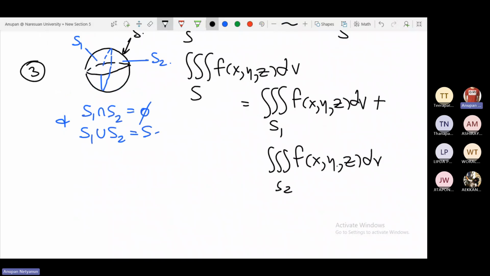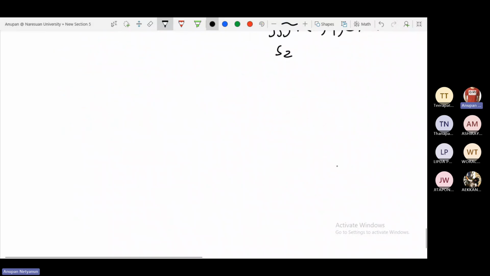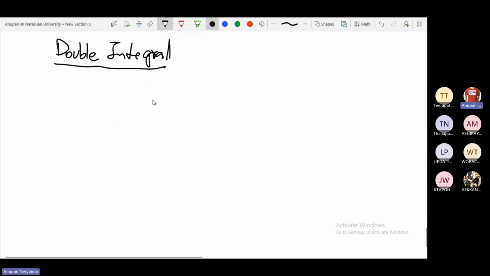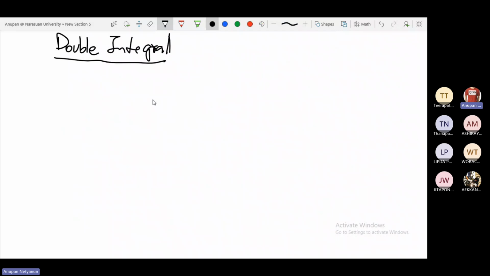Next, let me compare to the double integral. What we did with the double integral, we can apply this similar idea to the triple integral.